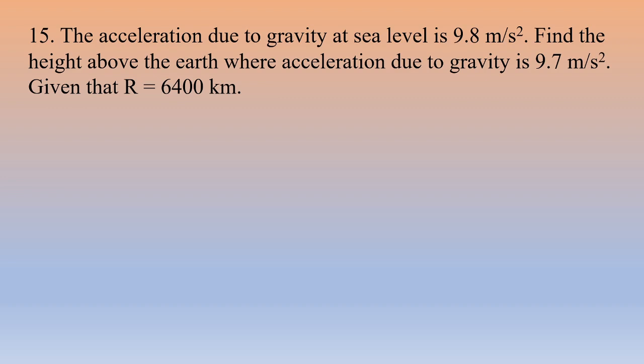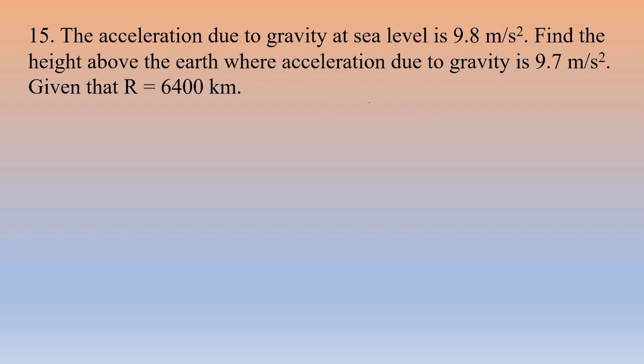Now the next one. The acceleration due to gravity at sea level is 9.8 meter per second square. Find the height above the earth where the acceleration due to gravity is 9.7 meter per second square. Given that capital R, that is the radius of the earth, is equal to 6,400 kilometer.